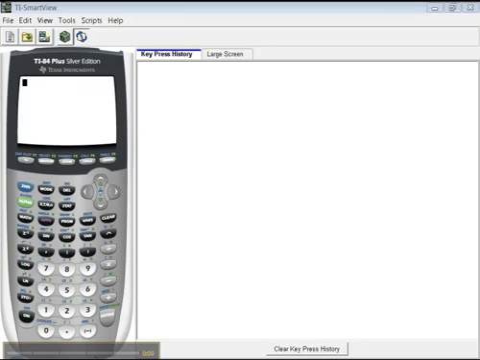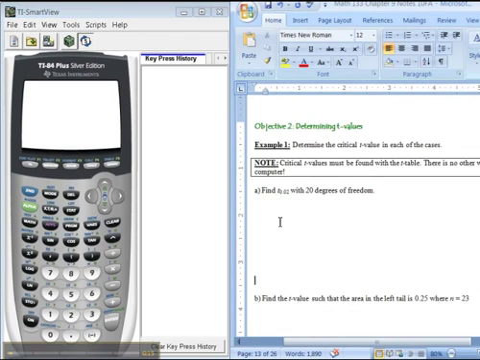In 9.2, we run into one of the few times where there's a significant difference between the TI-83 calculator and the TI-84 calculator. What I'm about to show you only works for the TI-84. They didn't have this function in the TI-83. So if you have a TI-83, you're stuck using the table from the book. If you have a TI-84, you get to do this.